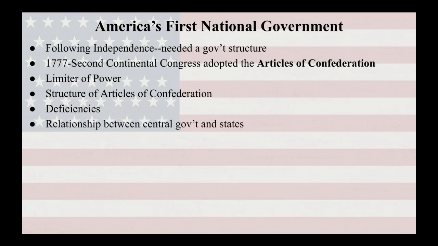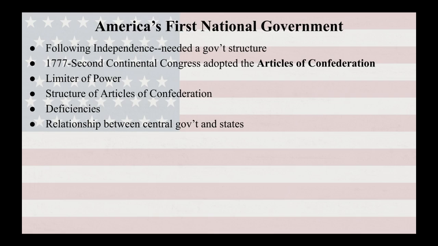The relationship between the central government and the states was more like that of an international organization. In a confederation, all states maintained their own powers and responsibilities. In a confederation, power flows from the bottom to the top instead of the top to the bottom. And the central government was extremely reliant upon the states. But if the states didn't like what was being requested of them by the national government, the states were extremely unresponsive to the central government.